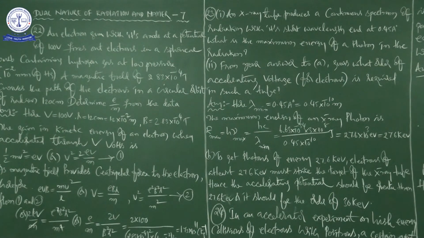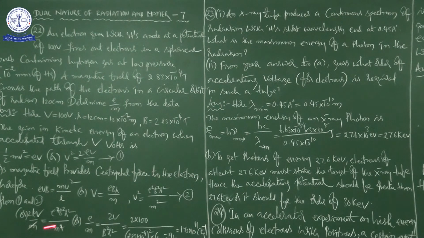Here, the gain in kinetic energy of an electron when it is accelerated through V volts, we equate the energy so that we write an expression for the square of the speed, v square, that is equation number 1. Then, as the magnetic field provides centripetal force to the electron, from the magnetic effects of current chapter, evB is equal to mv square by r. Here also we write v square as the subject, just by squaring these terms. This is equation 2.